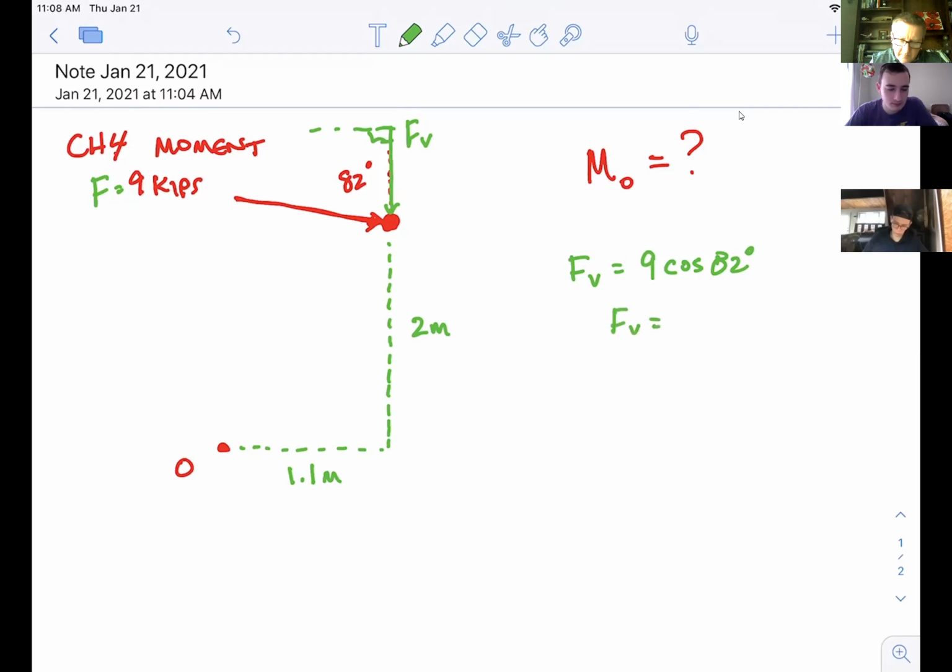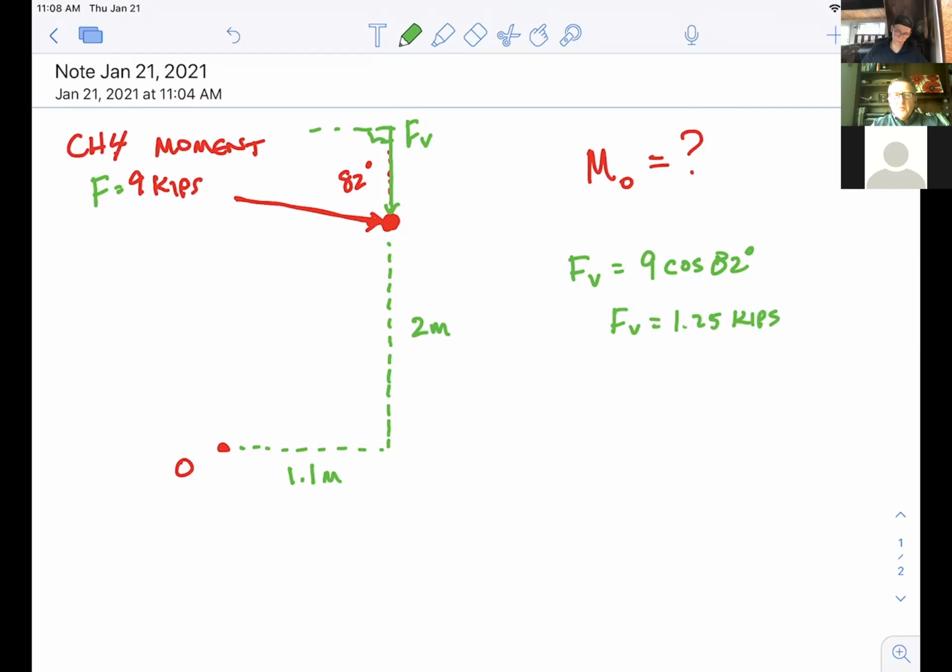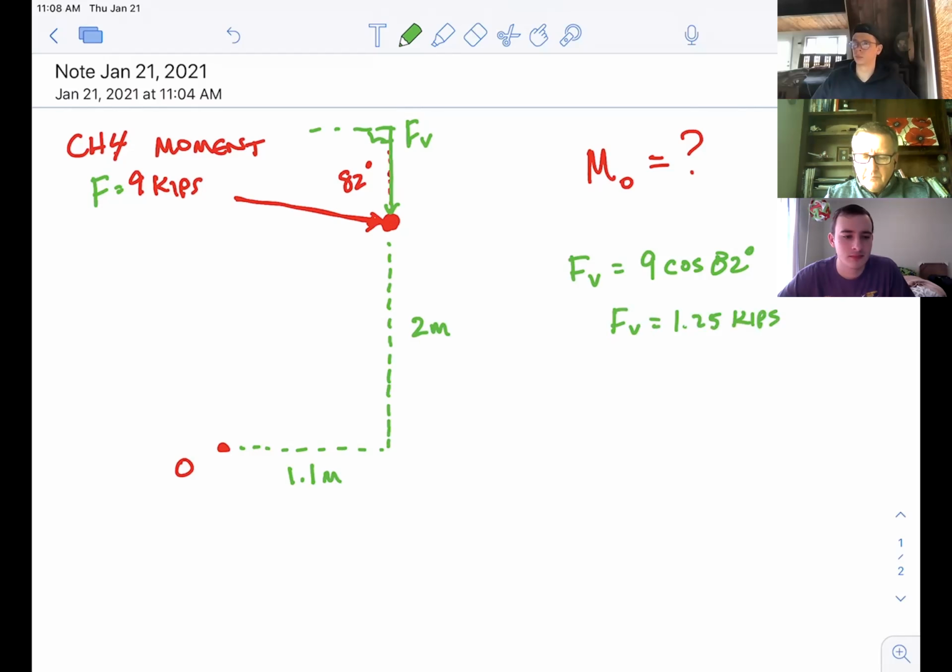Does it make sense it would be that small? Would it be really small? Sense making, constantly sense making. Should be doing that when you're doing all your problems. Does that make sense? It would be a small number, like closer to something small as opposed to like closer to 9. You should say yes, because it's not pushing anywhere near the same direction.